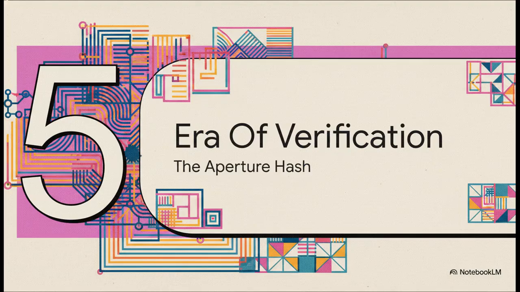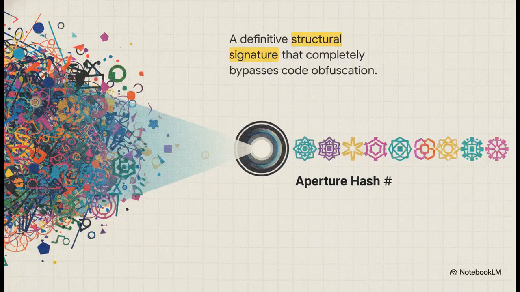Section 5. A new era of verification. Identifying algorithms by their structural geometry has massive real-world implications. Just imagine compiling software not into machine code, but into an aperture hash. This would be an automated artifact containing absolutely 0 traces of the original author's source code or the compiler's scheduling heuristics. It's purely a signature of the underlying structural intent.